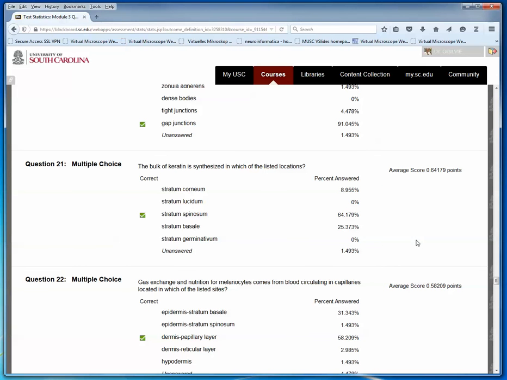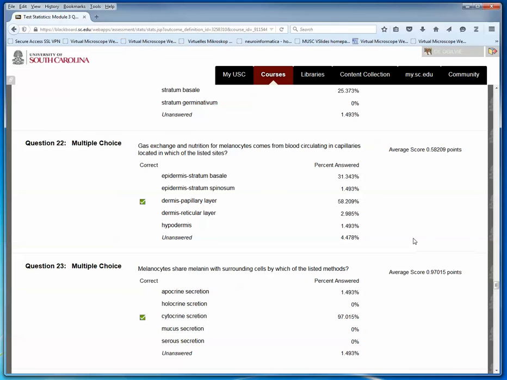This question: the bulk of keratin is synthesized in which of the locations? Certainly not in the stratum corneum, because by that time all the keratin is formed, and this is a transitional area where the keratin is fully formed. But the cells of the stratum spinosum, those are the ones, and we also call those cells keratinocytes, and they're the ones that are busy generating the keratin. Stratum basale is giving rise to keratinocytes, which then move away from the basal layer to get into stratum spinosum, where they do their function. But they're not producing a lot of keratin at all.